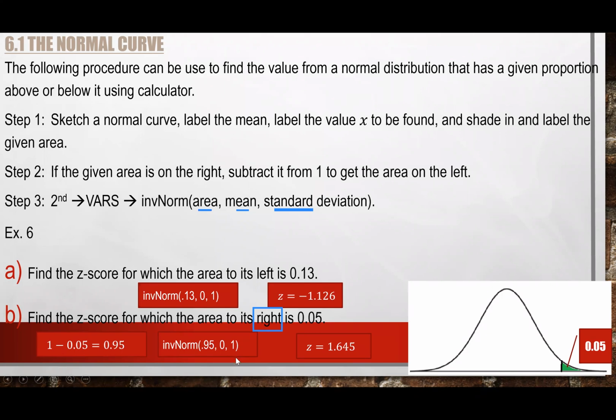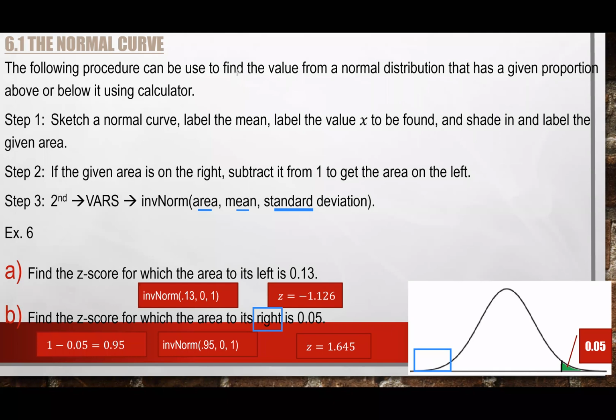And whoever says, Mr. Tran, I put in the 0.05 and I have a negative 1.645. Yes, because if you put in the 0.05, you basically tell your calculator to calculate this right here, which is the 5% on the left. And remember, this is a normal curve. Your standard normal is symmetric, and this only works if this is a standard normal. It doesn't work if you have your own data.